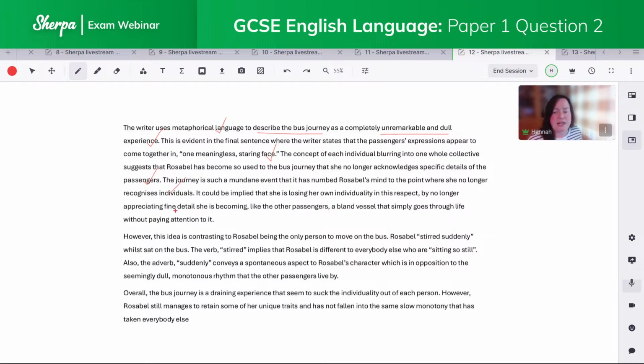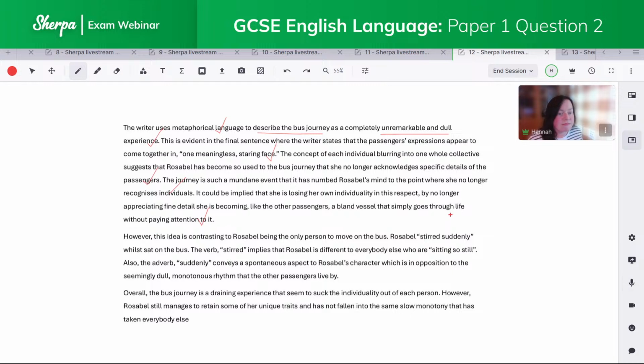By no longer appreciating fine detail, she is becoming, like the other passengers, a bland vessel. A vessel is like an empty thing that is used to move something from one place to another. So if we were describing a person as a vessel, we're implying that they are empty, like an empty jug, just a thing to be moved from one place to another. That simply goes through life without paying attention to it. So again, everything coming together, everything being built on and explained really clearly and specifically.